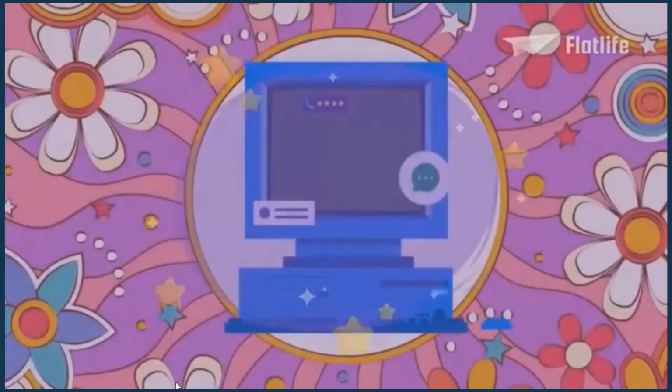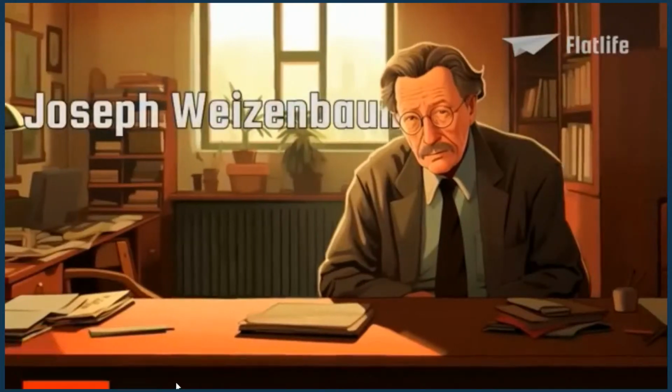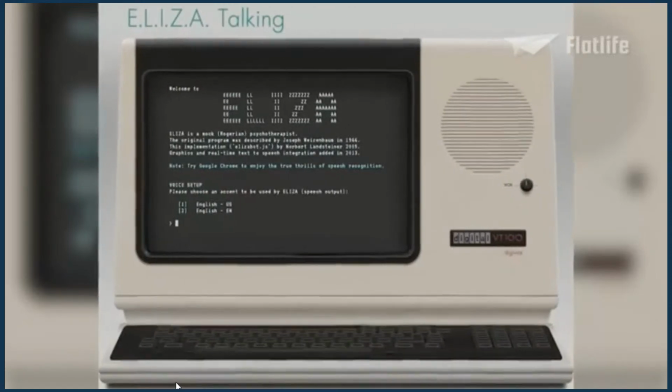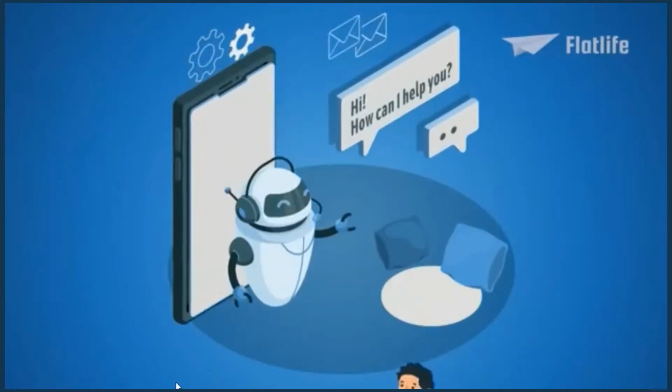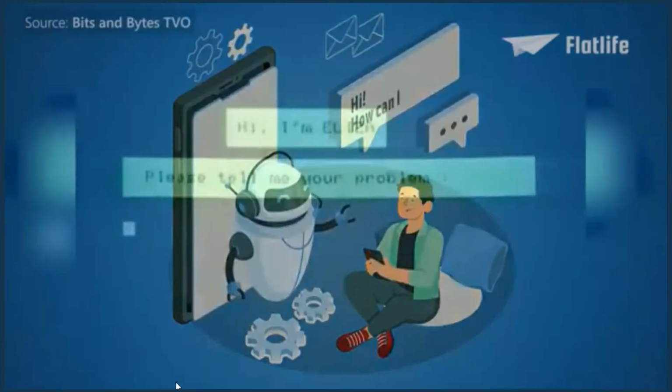Fun fact, one of the first virtual assistants can be traced back to 1966, when Joseph Weizenbaum, a computer scientist at MIT, created ELIZA. This early chatbot was designed to simulate a conversation with a psychotherapist.